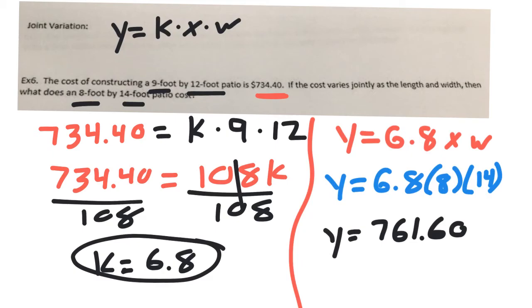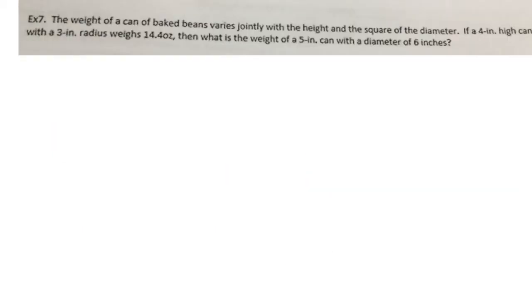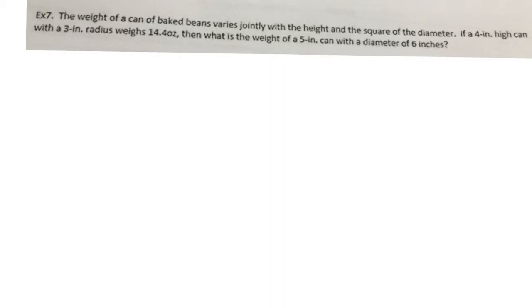And that would be a joint variation problem. The weight of a can of baked beans varies jointly with the height of the square of the diameter. If a 4-inch high can with a 3-inch radius weighs 14.4 ounces, then what is the weight of a 5-inch can with a diameter of 6 inches? Okay, so this one we do have to spend a little more time thinking about.